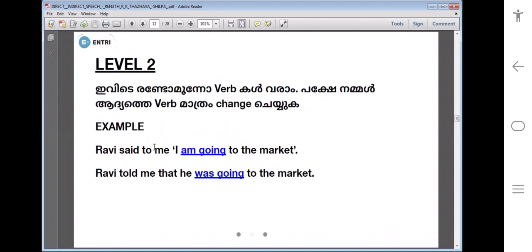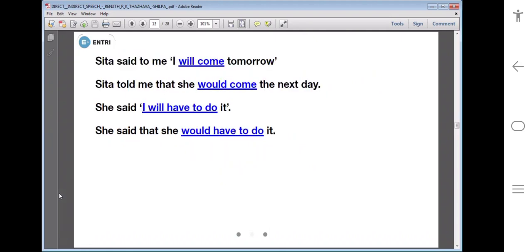Okay. Ravi said to me, I am going to the market. You can see the sentence of direct speech is in present continuous. Present continuous becomes past continuous. So let me tell you the change of tenses. Present simple tense will become past simple. Present continuous will become past continuous. Present perfect will become past perfect, and present perfect continuous will become past perfect continuous.